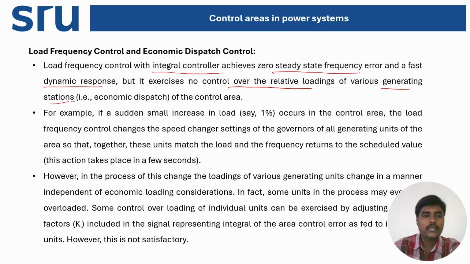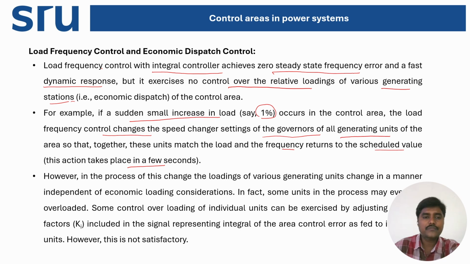For example, if there is a sudden change in the load, say a 1% increase in the load, then the load frequency control changes the speed changer settings of the governors of all the generating units of the areas, so that these units will bring their frequency to a scheduled value, and that action should be completed in a very few seconds.